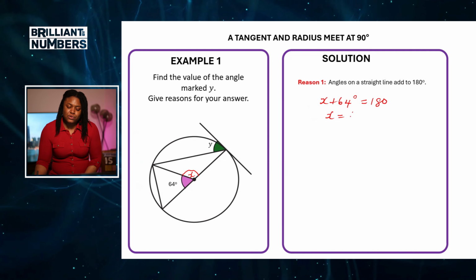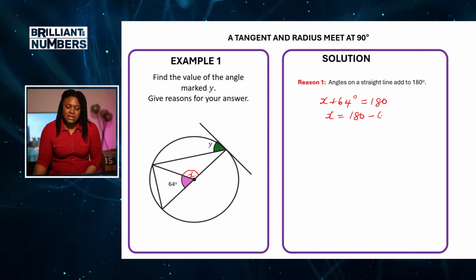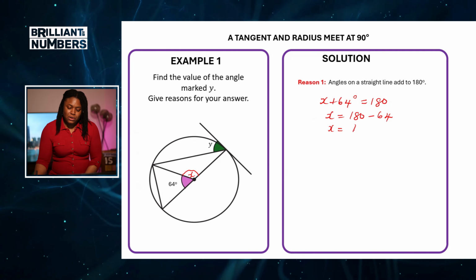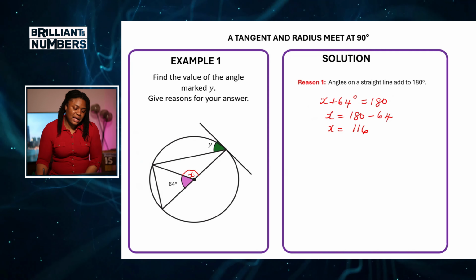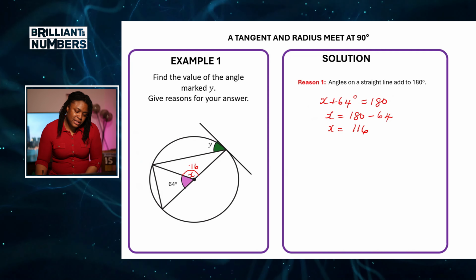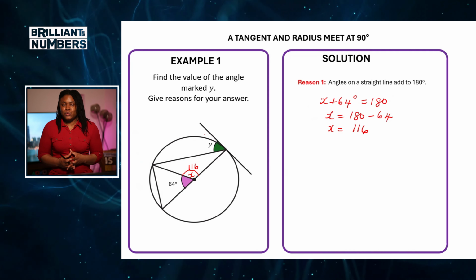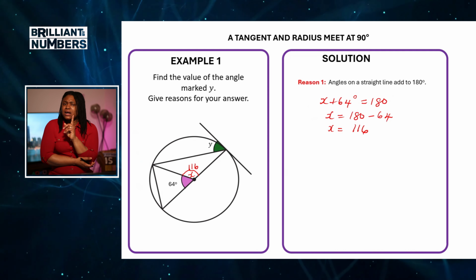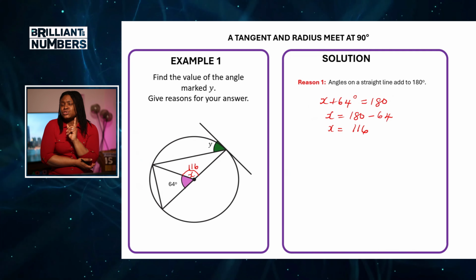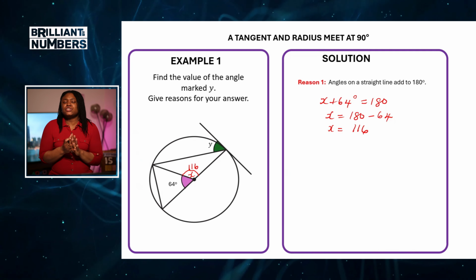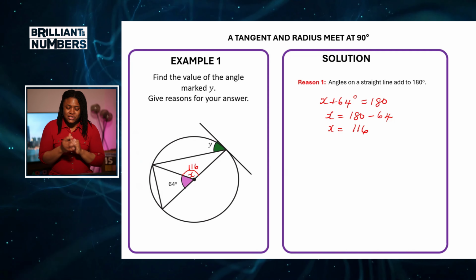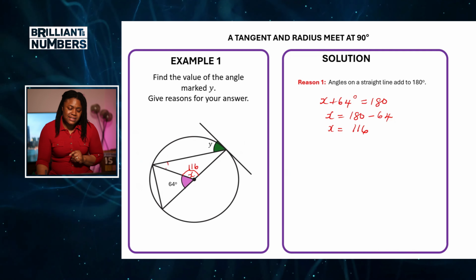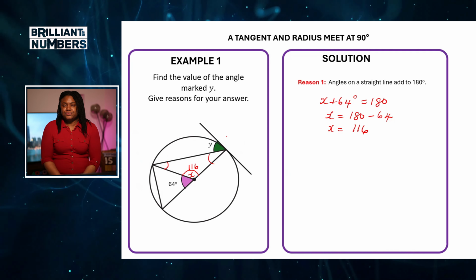So x will be equal to 180 degrees, take away 64, and x then will be equal to 116 degrees. I put that in on my diagram to help me close the gaps in the question. Then I look again. I recognize I also have 2 radii here, which is going to now create an isosceles triangle. It simply reasons then that my 2 base angles are identical.